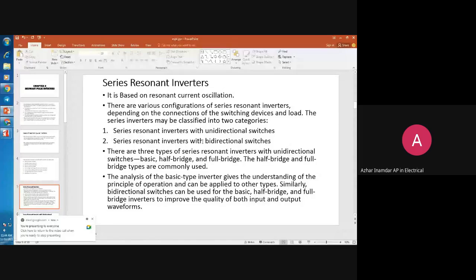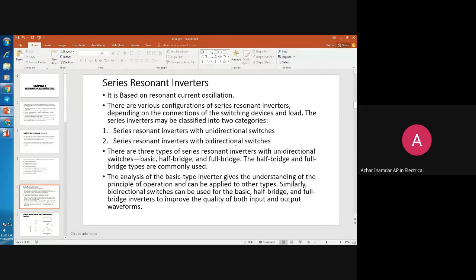So devices which are unidirectional are IGBT, thyristors, and GTO. And the devices which are bidirectional switches are transistor with diodes, then triac, and then MOSFET with diode. Okay, so if you add a diode with a transistor or MOSFET, it will become a bidirectional switch.